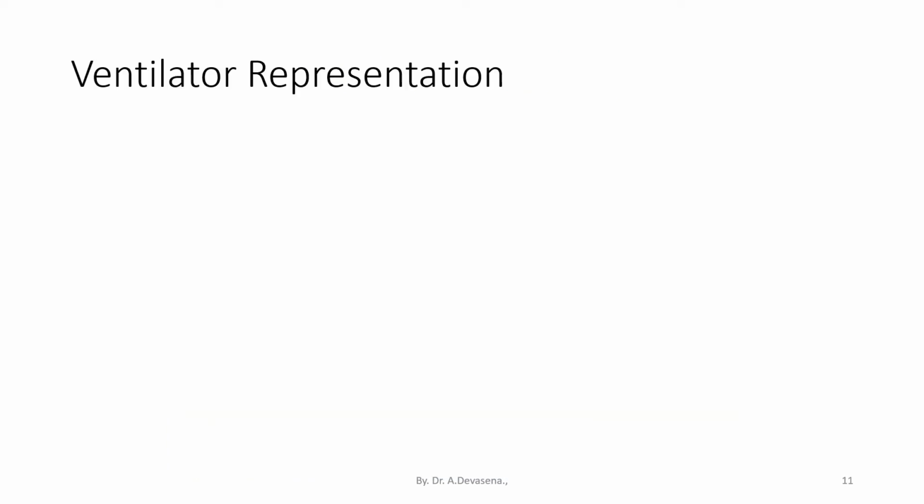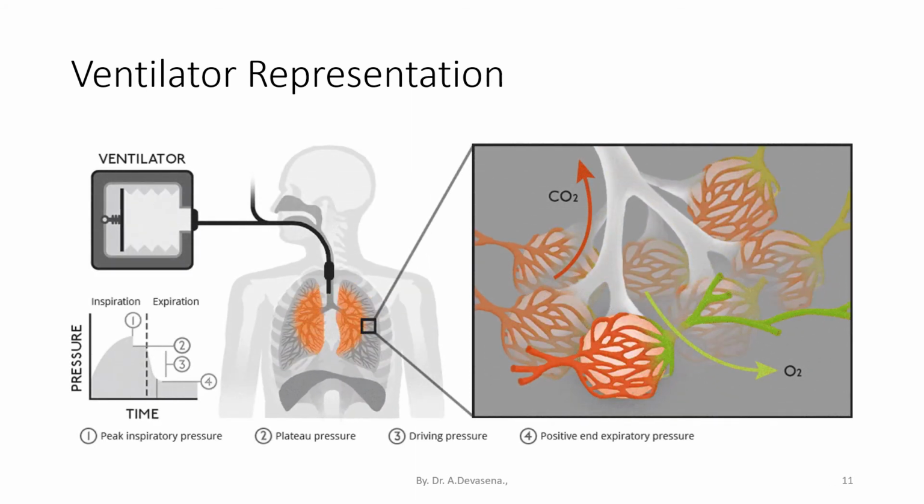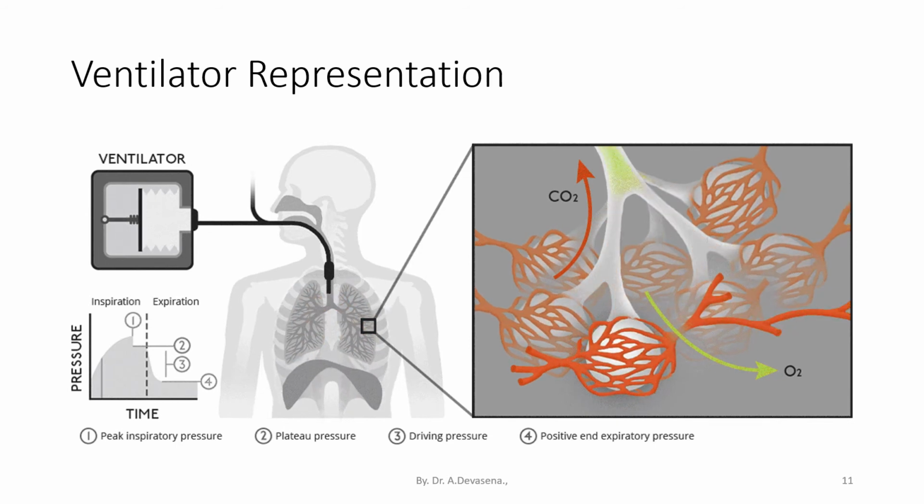Ventilator graph representation is shown here. Here, with the help of the ventilator, air is passing into the patient's lungs. We have four representations. The first one in the graph represents peak inspiratory pressure. The second represents plateau pressure. The third one represents the driving pressure. The fourth one represents the positive end expiratory pressure.